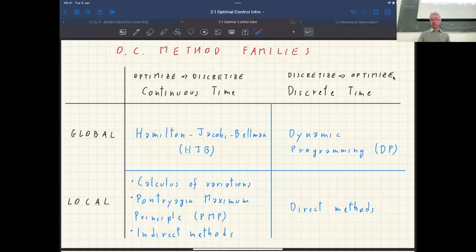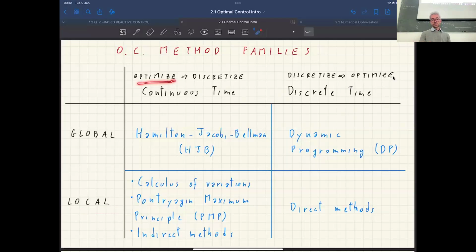So we are going to discuss dynamic programming later, in about 1 month, when we start discussing reinforcement learning, because we're going to start from dynamic programming algorithms as the foundation for then deriving reinforcement learning algorithms. Let's move on to local methods. Again, you can divide local methods in 2 classes.